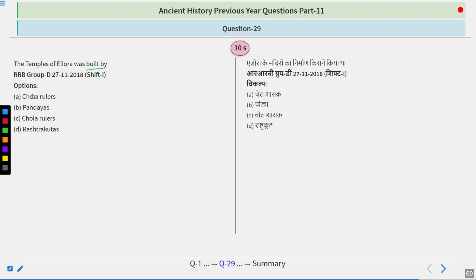Temples of Ellora were built by, very simple, options: Chera ruler, Pandya, Chola ruler, Rashtrakuta. Try to answer. This is a very simple question, guys.